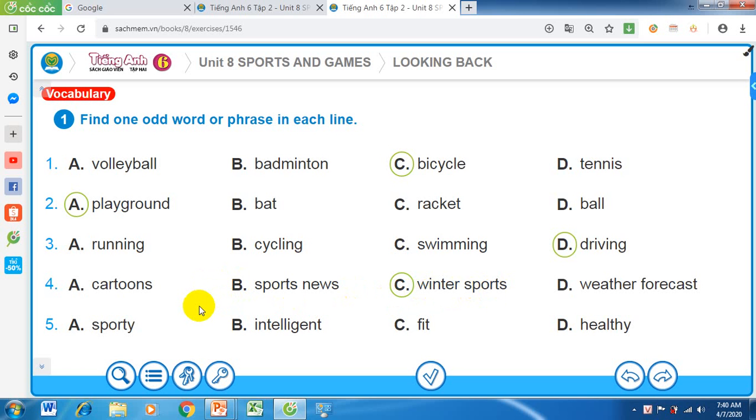Number 5: sporty, intelligent, fit, and healthy. The answer here is B, because sporty, fit, and healthy, they are related to the physical factor of your body. But intelligent is something that belongs to your mind, your brain. Okay.